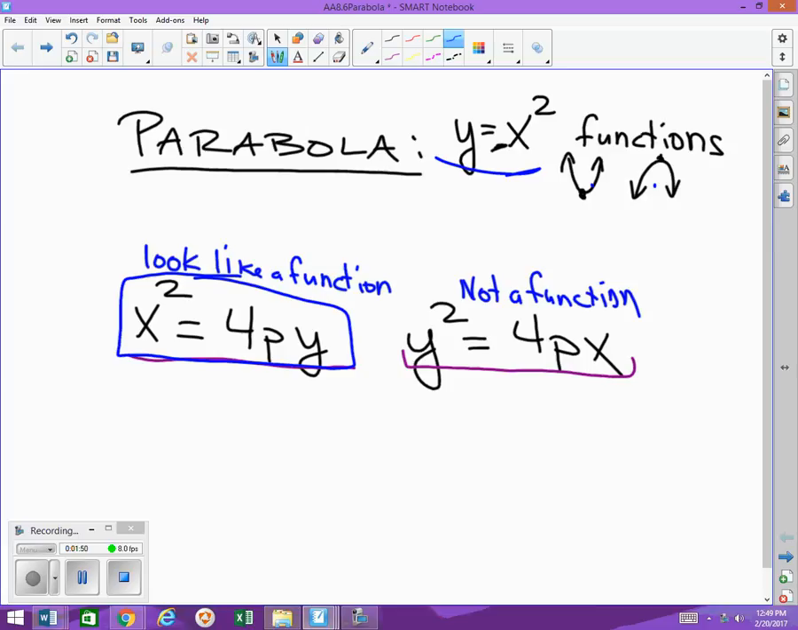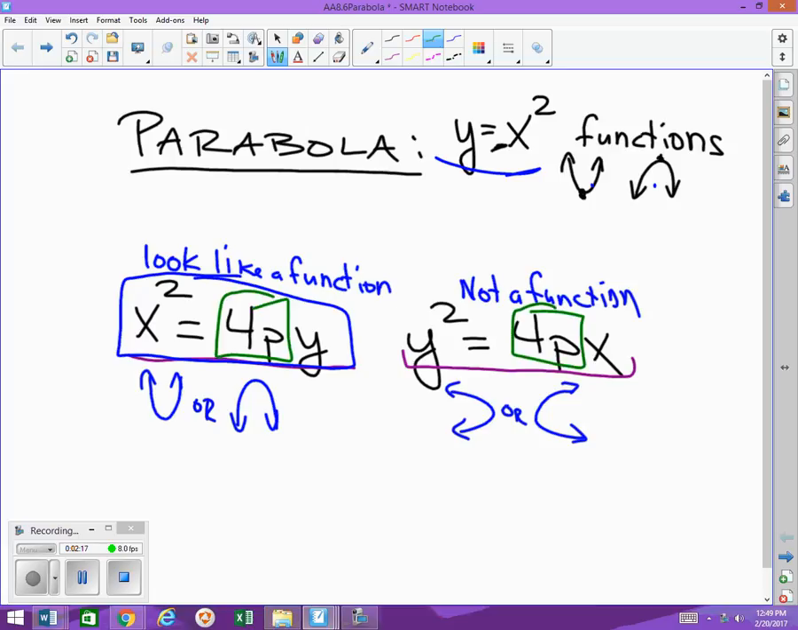And since these look like a function, they're either going to open this way or that way. And if these are not a function, they're going to open to the left or to the right. And how do we know which is which? Well, that all depends on this part right here.